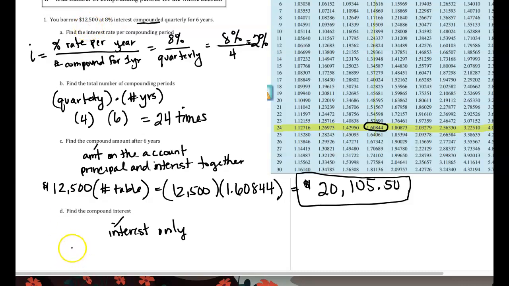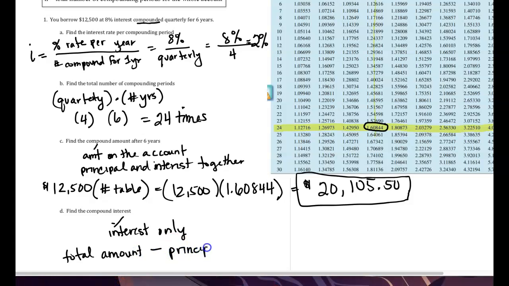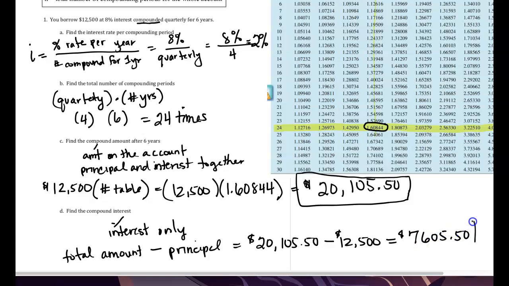So we're going to be subtracting the total amount minus the principal. In this case, the total amount was $20,105.50, and the principal was the $12,500 that was initially invested. After that subtraction, I have $7,605.50, and this is our interest only.